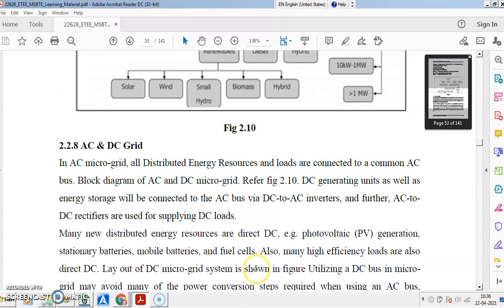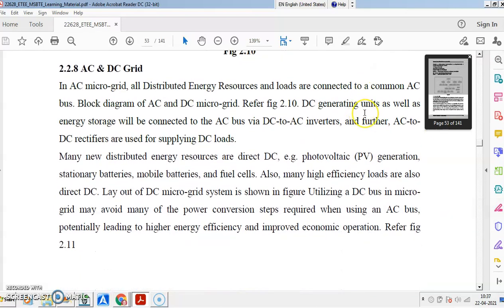Okay. So AC/DC microgrid, distributed generation, common AC bus. You may have a block diagram: AC to DC, microgrid, DC generation. If your load is DC, you can feed it directly to DC. So AC bus via DC to AC. Again, it may be converted into AC if you have an AC bus. So we are using inverter topologies and converter technologies here. AC to DC rectifier, and then again DC to AC, you are having the converters provided.